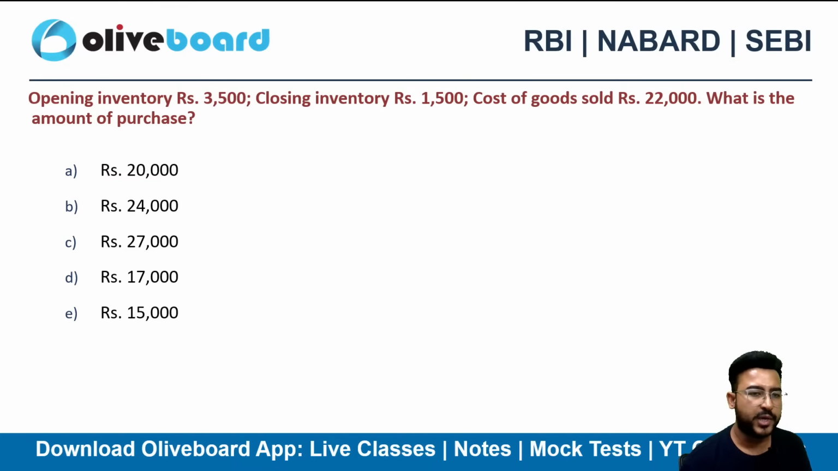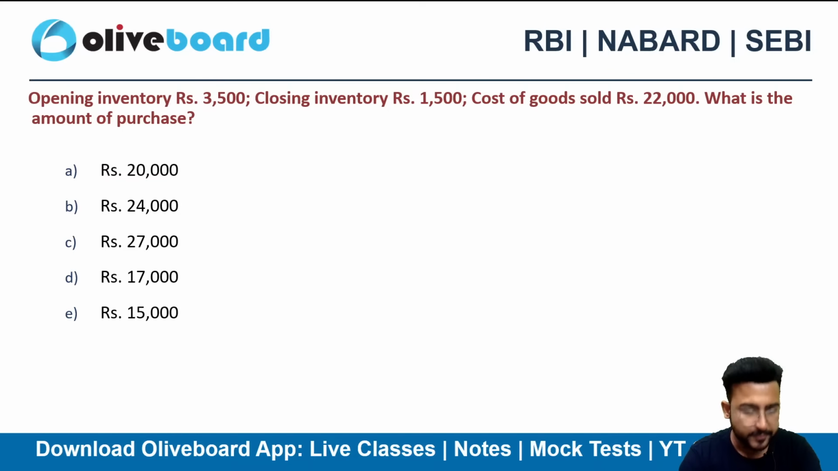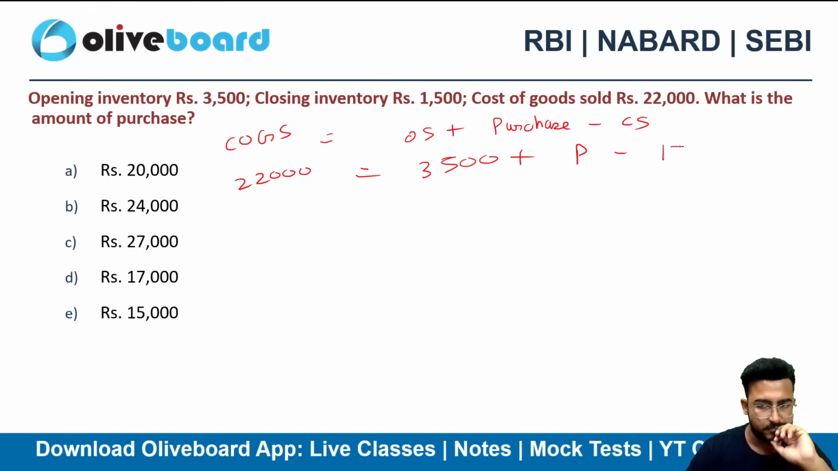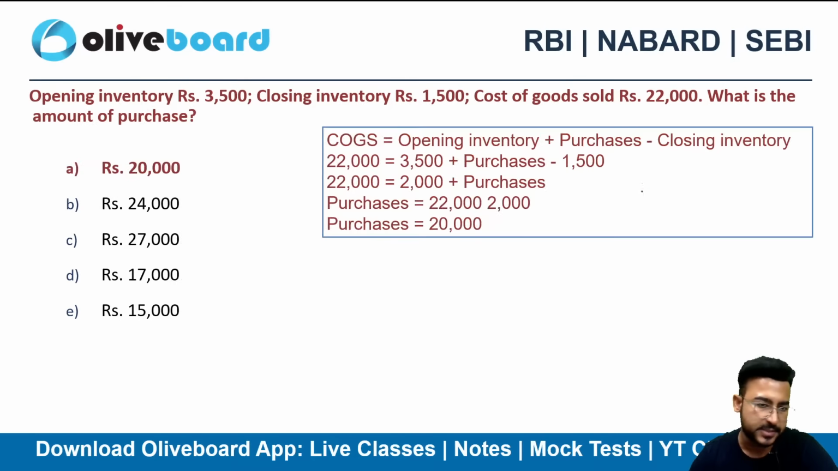Now the following data is given. You need to calculate the amount of purchases. Can you tell me the amount of purchase here? What is the amount of purchase? This will be the formula, right, of cost of goods sold, and we need to calculate the purchase. So by adjusting the values, we will be getting 20,000, right? Perfect. 20,000 will be the correct choice here.